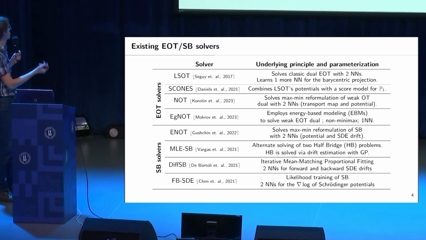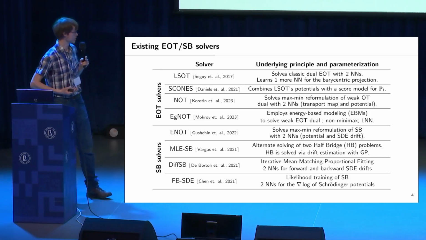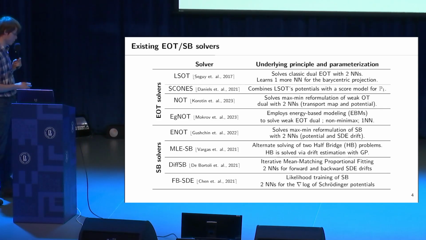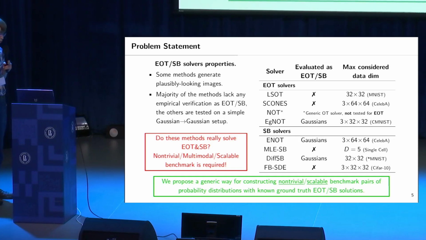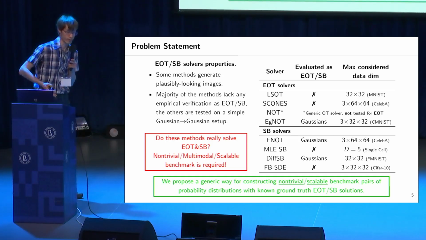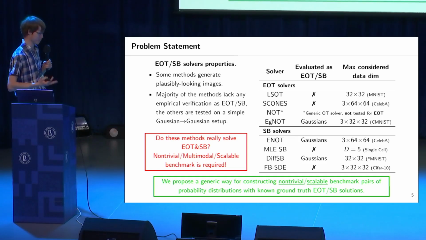So there are a lot of EOT and Schrödinger bridge solvers. I don't want to get into details of the solvers, just want to highlight that this problem is of interest in the ML community. However, there is one general problem among all of these solvers. Most of them actually lack any empirical verification as EOT or SB problems. So we don't know how well they actually solve these problems. Why this? What's the reason for this problem?